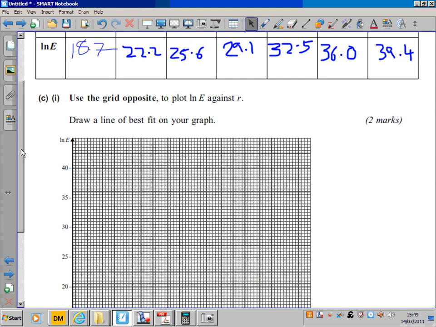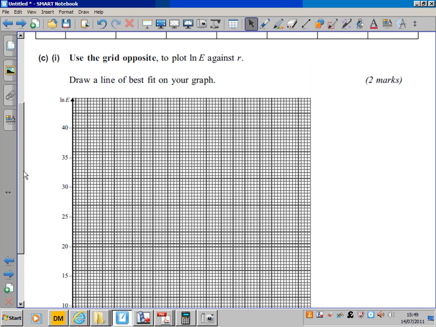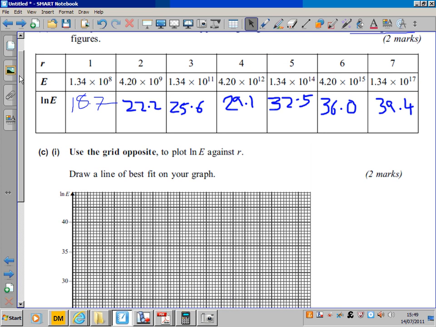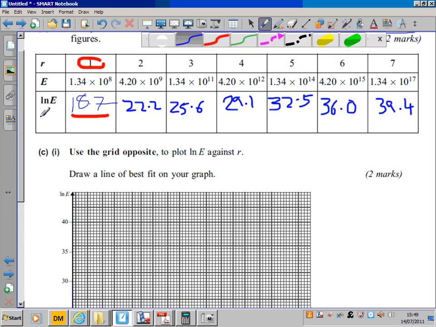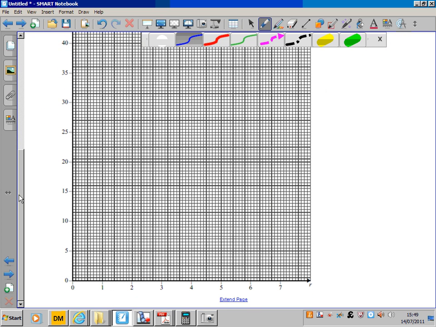Okay, next part. Use the grid opposite to plot ln E against R. Draw a line of best fit on your graph. Okay, so we need to plot ln E against R, which means that we're going to be plotting these values and these values. So I'll just plot the first one. Okay, so that's going to be at 1, 18.7. So there's 1, and then we need to go up to 18.7, so up to 15 is there.